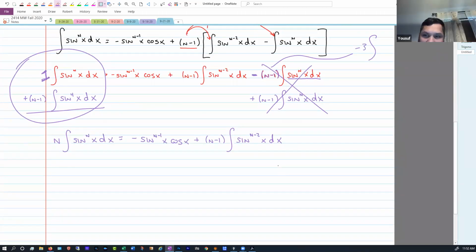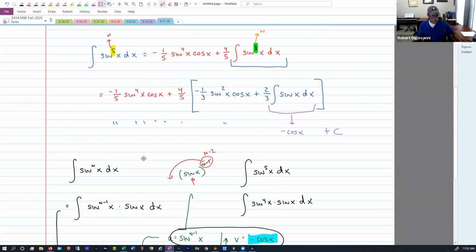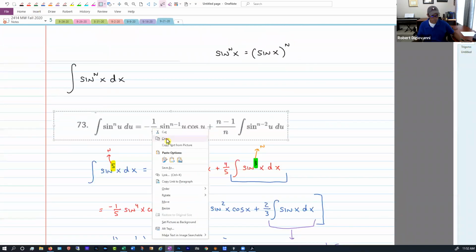Divide by n. That's it. Divide this side by n, which makes that n go away. When I divide this by n and this by n, really that n can just be underneath that n out there, and then this n, well, let's just look at the formula again. Because we're there, okay? We're there.